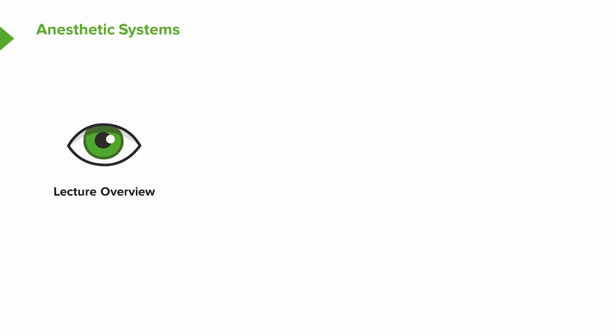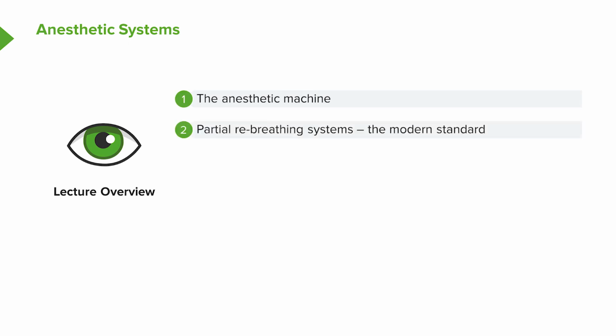Hello, ladies and gentlemen. This lecture in our ongoing series of lectures on anesthesiology is going to focus on anesthesia systems, the very important topic of airway management, and then briefly on monitoring in anesthesia. So we're going to talk a little bit about the anesthetic machine. We're going to talk about the partial rebreathing system, which is the standard by which most of us function nowadays.